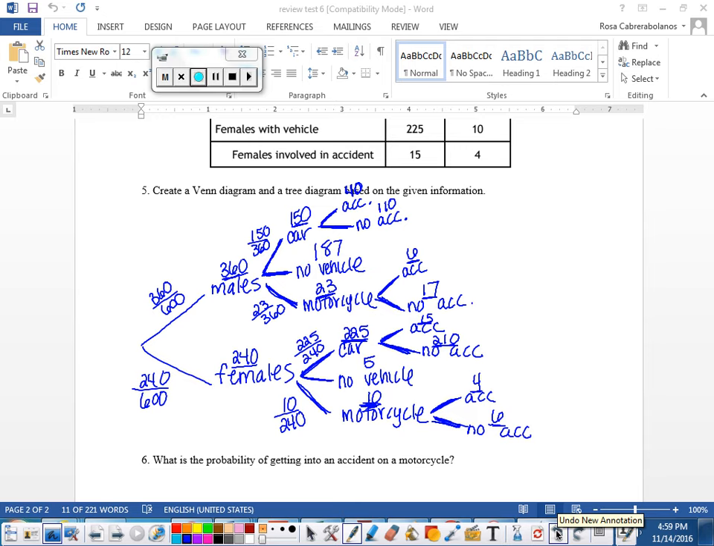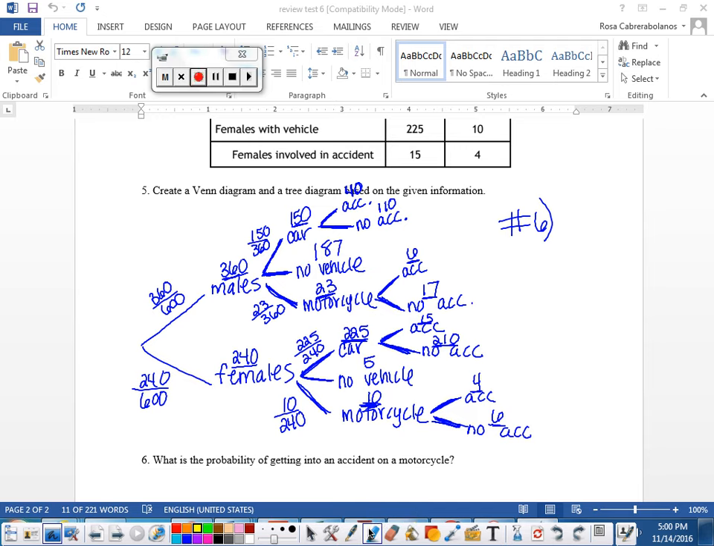Question number 6, I don't want to mess with the tree, so I'm just going to go. Talking about question number 6, it says, what is the probability of getting in an accident on a motorcycle? This one is talking in general. Really, we're talking about Alice right now. If we're talking about Alice, she's a female. I am only interested in the probability of Alice getting in an accident. But the problem is saying in general getting in an accident, so I'm going to go with both.